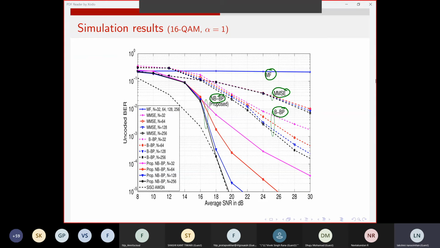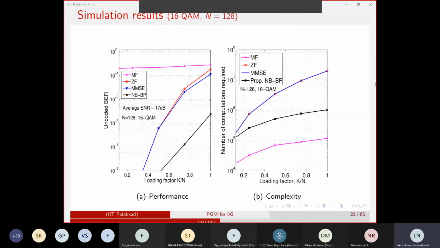So we compare the performance of demodulating this entire massive MIMO system. The MMSE is what is traditionally used everywhere. And you see the performance gap between MMSE and the probabilistic graphical model method is huge. It is almost 10 dB difference. So the performance advantage is huge. And what about the complexity advantage? It also seems the complexity advantage is huge.